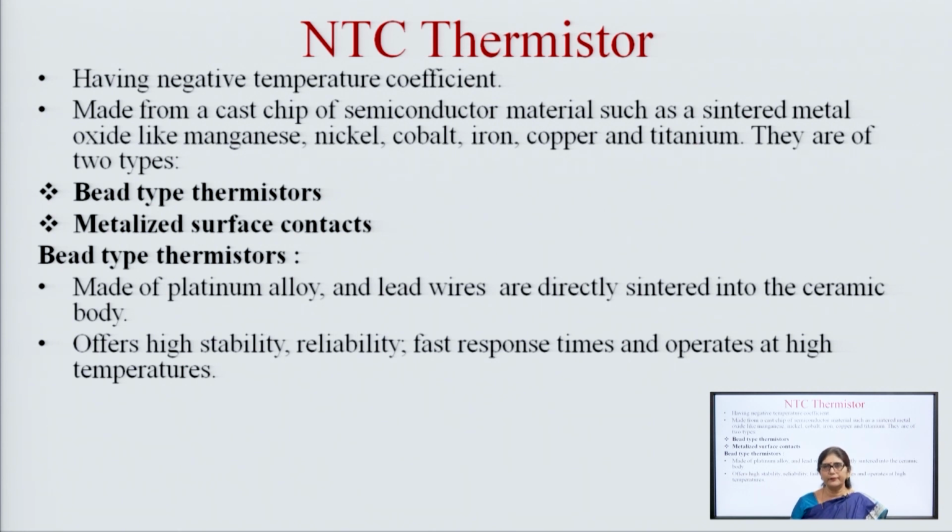Now, negative temperature coefficient thermistors, these are of two types. Since it has a negative temperature coefficient, it means when temperature increases, its resistance decreases, and it is made from a cast chip of semiconductor material such as sintered metal oxide like magnesium, nickel, cobalt, iron, copper and titanium. They are basically classified into two categories, bead type thermistor and metallized surface contact, depending upon the alloy used and the shape of the thermistors.